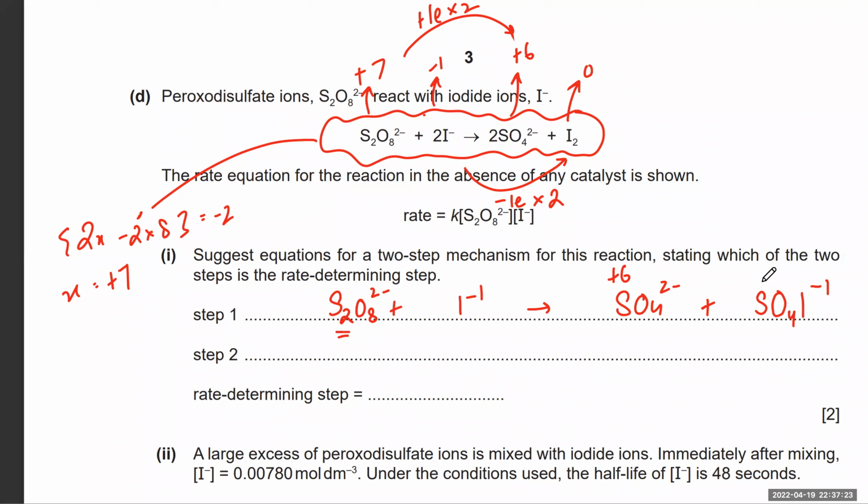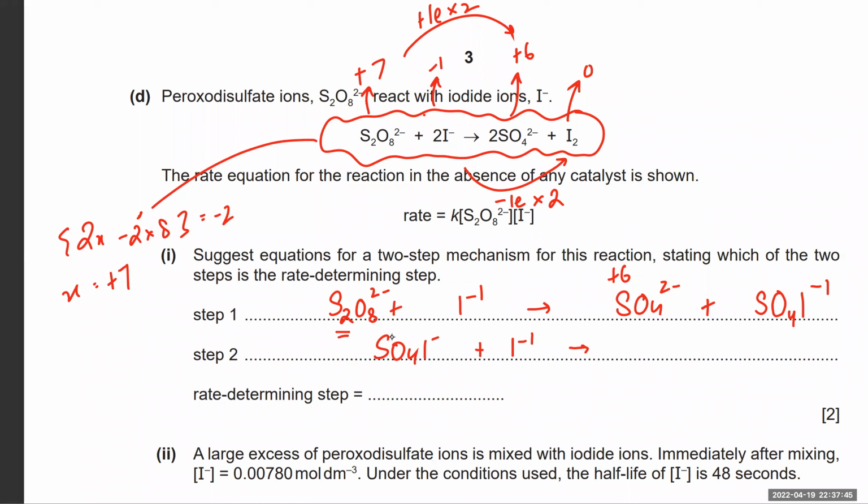In the next step now, I don't really like the first step that I've made. Now in the next step, the SO4 I minus one reacts with the other I minus one. That other I minus one also gives sulfur one electron.